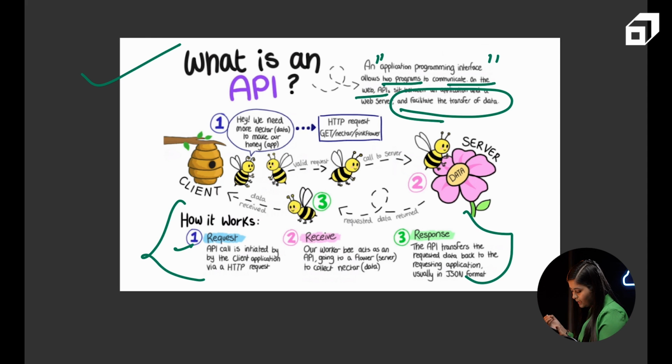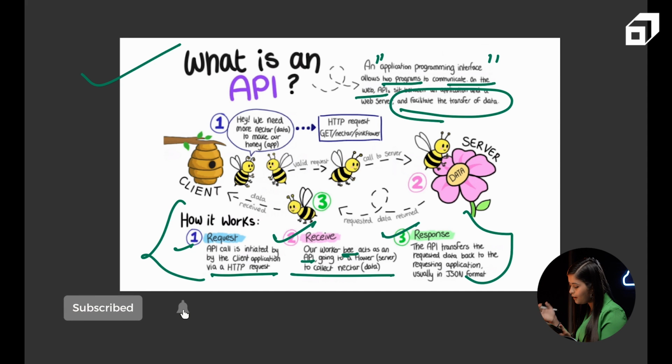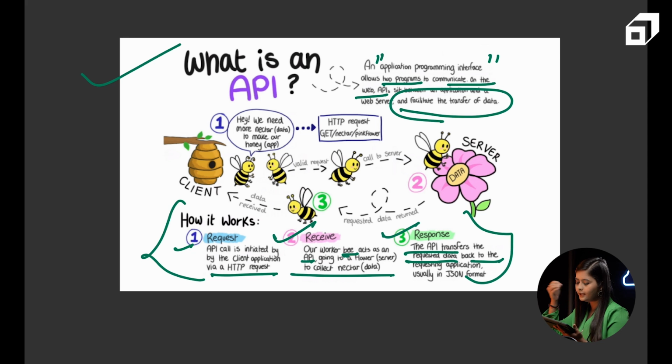Number 1, request. The API call is initiated by the client. Let's say I ask for some clothes, right? So the API will be triggered. A call will be made to the API via me, the end user. And then the worker, here they have given the example of a bee, acts as an API. It goes to the server and collects the data, and then we get the response on our end screen in our phone. The API transfers the requested data back to the requesting application.